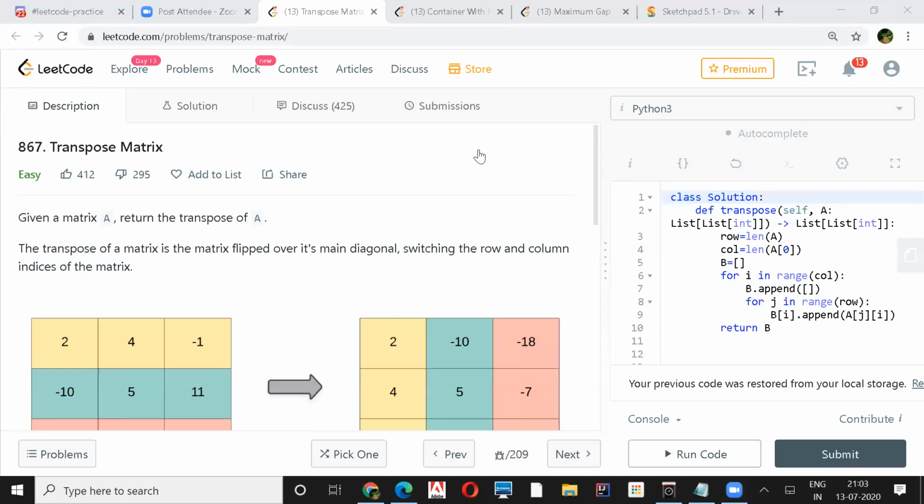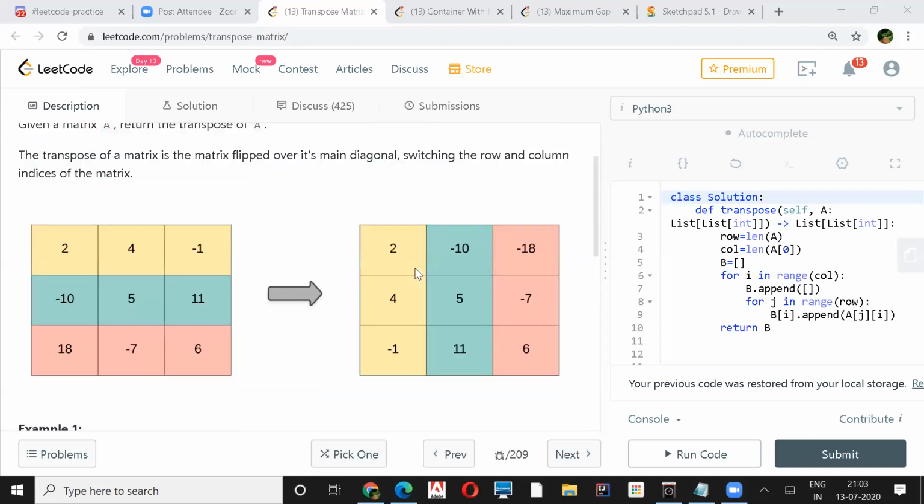So our first problem is transpose matrix. We are given a matrix and we are supposed to return the transpose of it. Transpose is like flipping your elements across the diagonal. These two will be swapped, these two will be swapped, and these two will be swapped.